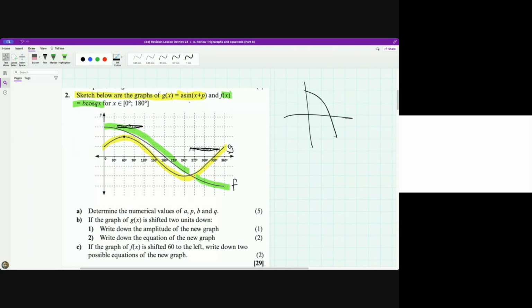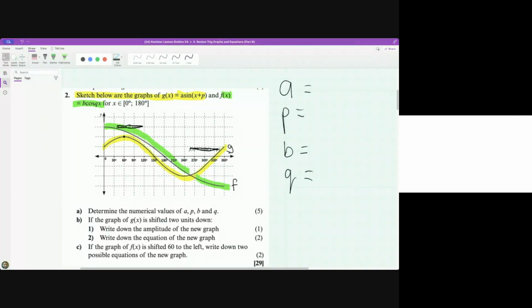All right, I want you to try and work out what you think A is from here. There's the A. What is P? What is B? What is Q? You have to look at the graph and think about what you know about trig graphs and try and tell me what you think A, P, B, and Q are. If there are any questions, I'm open for questions, but let's see in the chat.